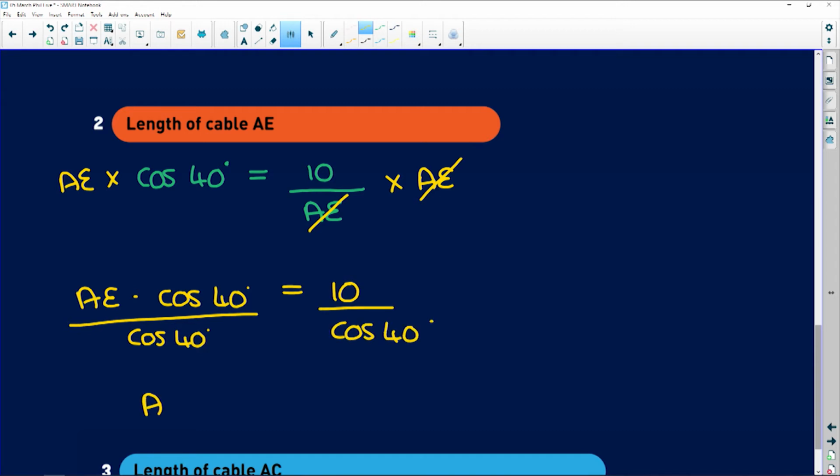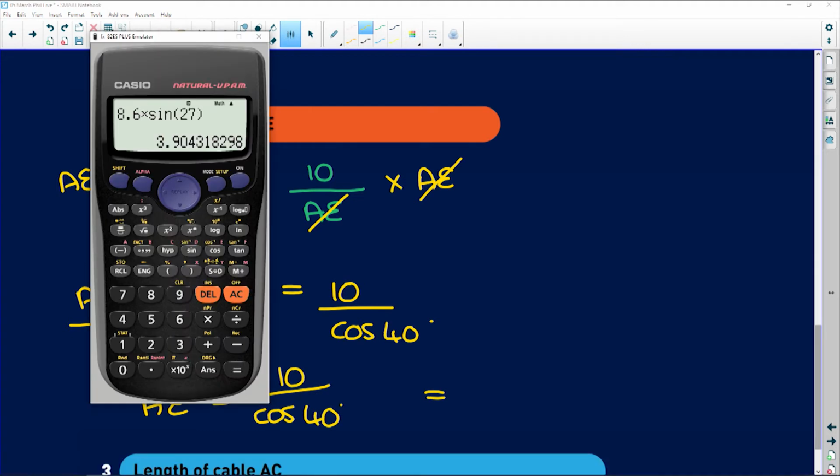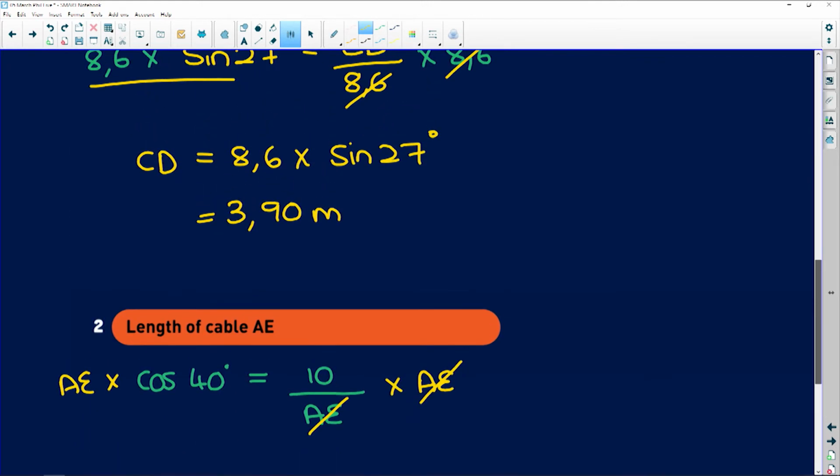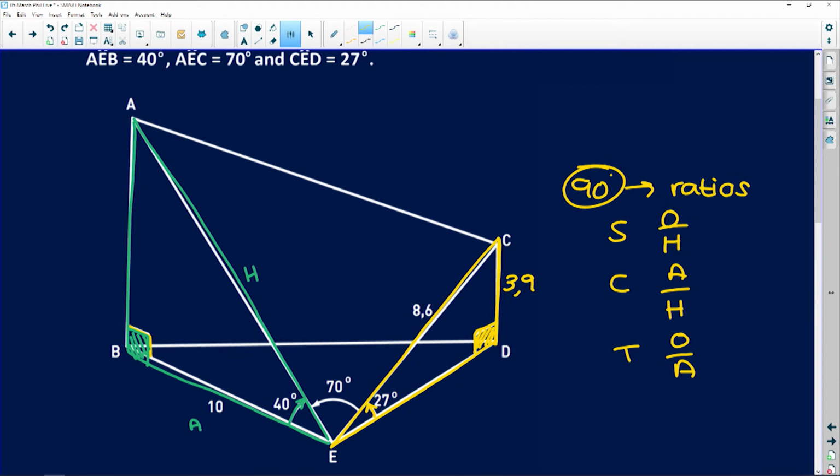Okay, which means that I get AE, these two will divide into each other, is equal to 10 over the cos of 40 degrees. And that again, you can just plug into your calculator. 10 divided by cos of 40 gives me 13,05. And we know that everything's been given in meters, so just fill in your units. So over here, we've just calculated this side, 13,05. Okay, easy peasy stuff.